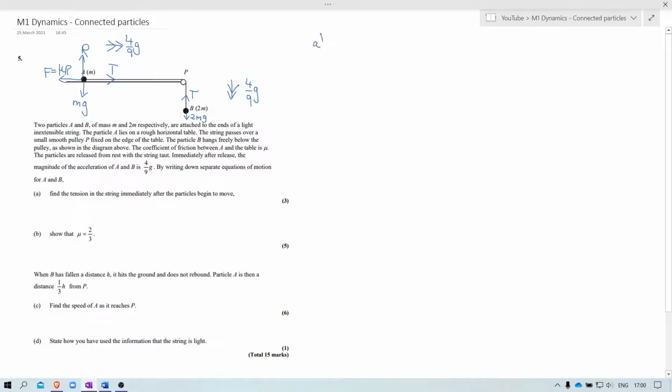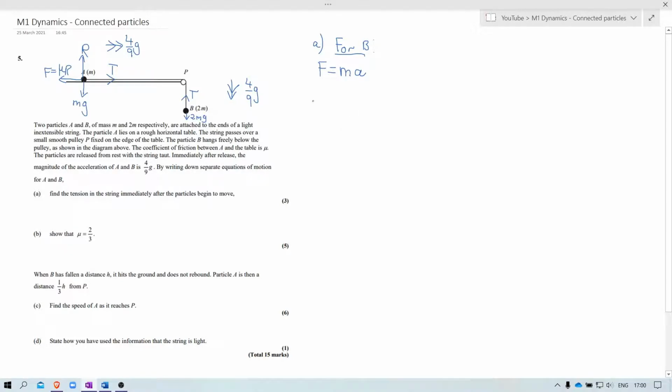So part A wants us to find the tension, and parts A and B are asking us to set up two equations. So let's start off with particle B, and you'll see why in a second. Of course we're going to use Newton's second law, F equals ma. 9 out of 10 times it's going to be F equals ma, and the other 1 out of 10 times it's going to be SUVAT for these type of questions.